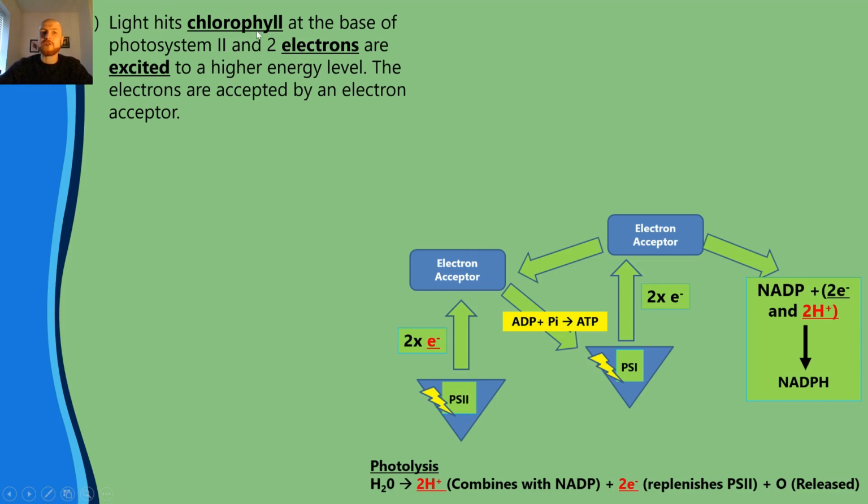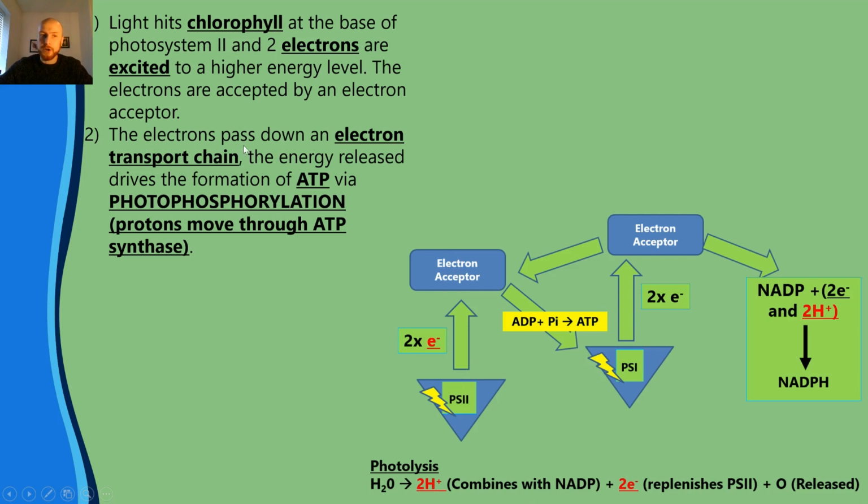So number 1, light hits chlorophyll at the base of photosystem 2. And it's a bit weird that photosystem 2 comes before photosystem 1. And 2 electrons are then excited to a higher energy level. The electrons are accepted by an electron acceptor, and we can see that here. So that's our first phase there. Stage 2, the electrons pass down an electron transport chain, and the energy released drives the formation of ATP via photophosphorylation. And that basically just means adding a phosphate, phosphorylation, using light, photo. So we can see that there, we've got ATP. So we've added a phosphate to ADP to form ATP, and the T stands for tri because it's got 3 now.